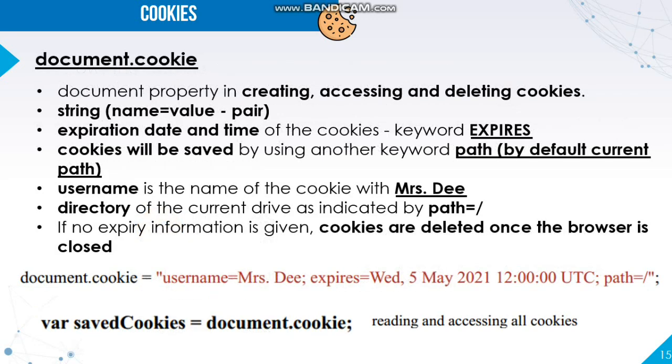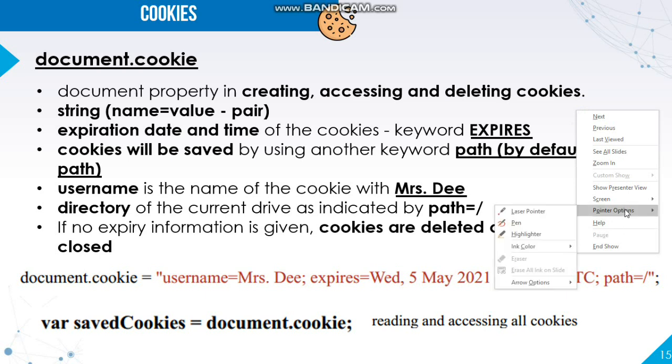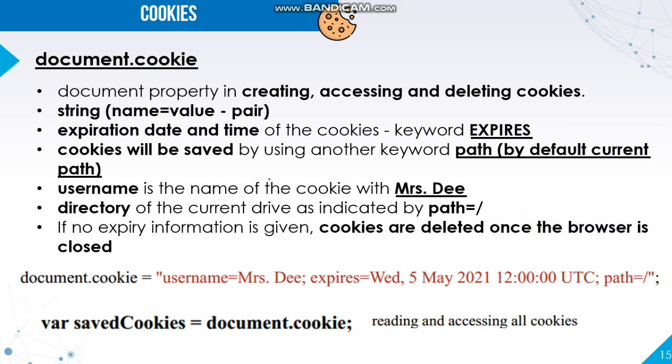We will be using document.cookie. This property is for creating, accessing and deleting cookies as well. Inside document.cookie, we can place a string pair, which includes your ID and the value. We can also set an expiration date and time using the keyword expires. Remember, if you want to have an expiration date for your cookies, we can use the keyword expires. Cookies will be saved using another keyword such as path. It means the current path that will be the directory for the cookies.